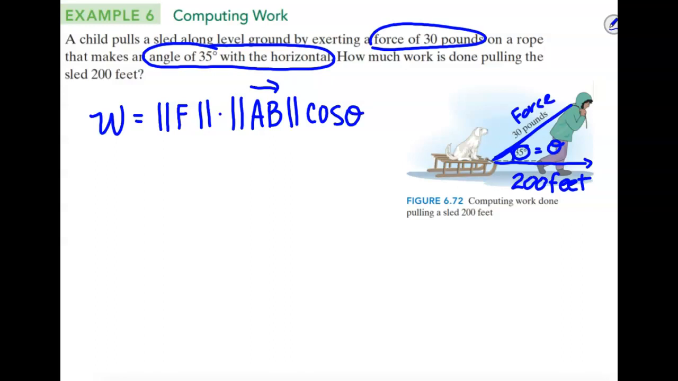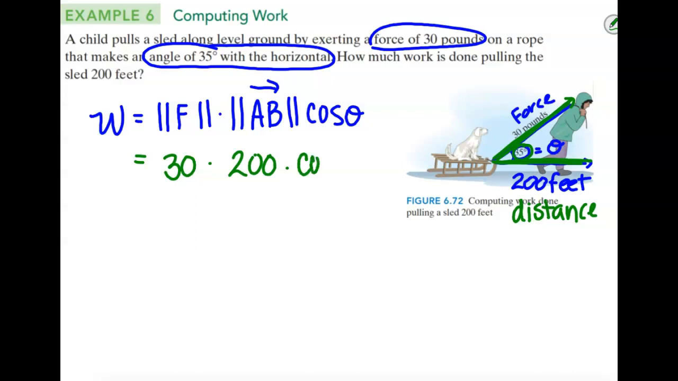So here we go. This is your magnitude of your force. So that's going to go in for your first piece. The next is the distance you traveled. So you traveled 200 feet. So that'll go in next. That's your vector length, horizontal distance, 200 feet. Then the angle theta between the force and the distance is 35 degrees. Then go ahead and pause the video and type this into your calculator.